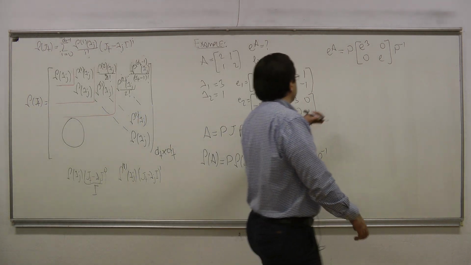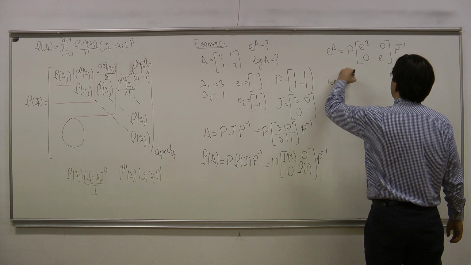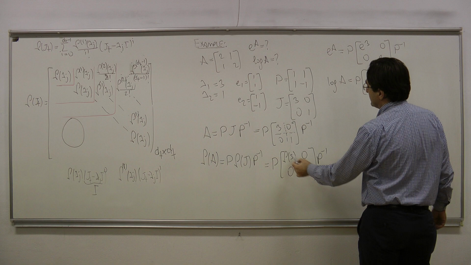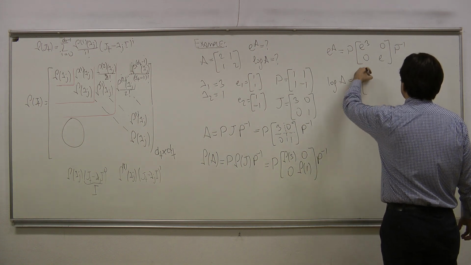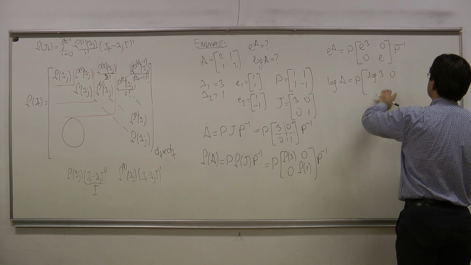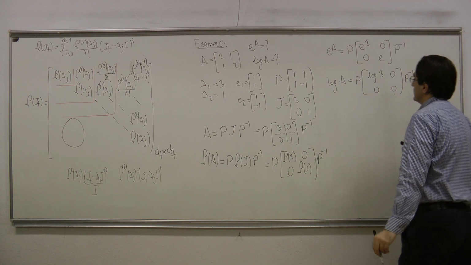And what about the logarithm of A? It is not more difficult. So I have the logarithm of A is P. Now instead of e to the s, I will pass these eigenvalues through the logarithm function: log 3 and log 1, which is 0. So I would have this one.